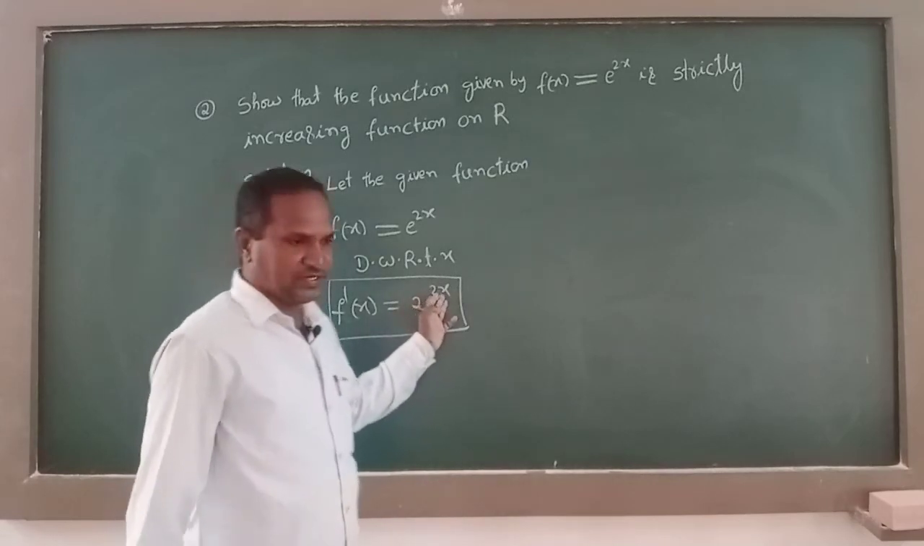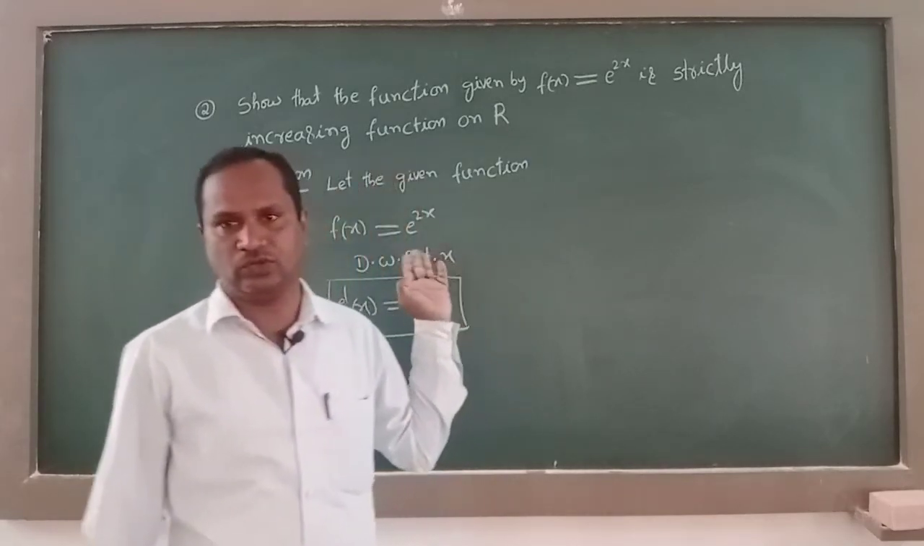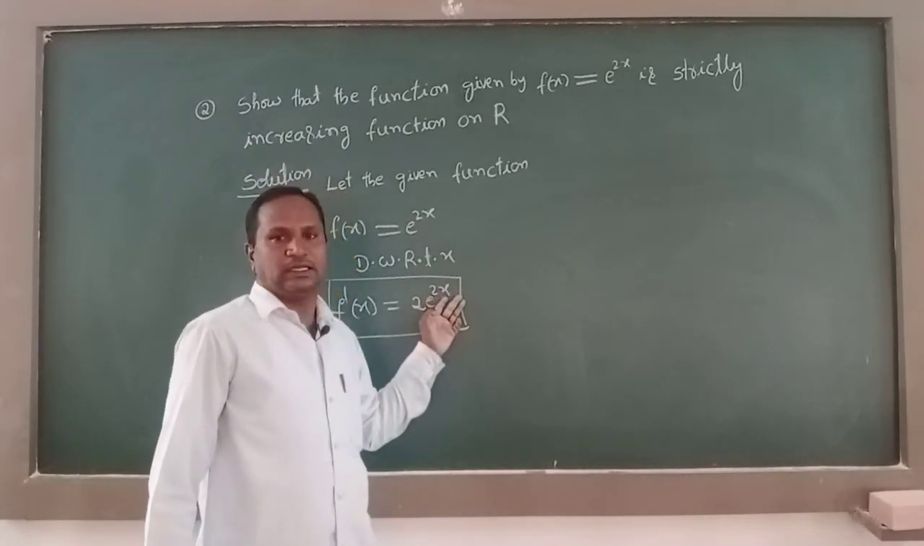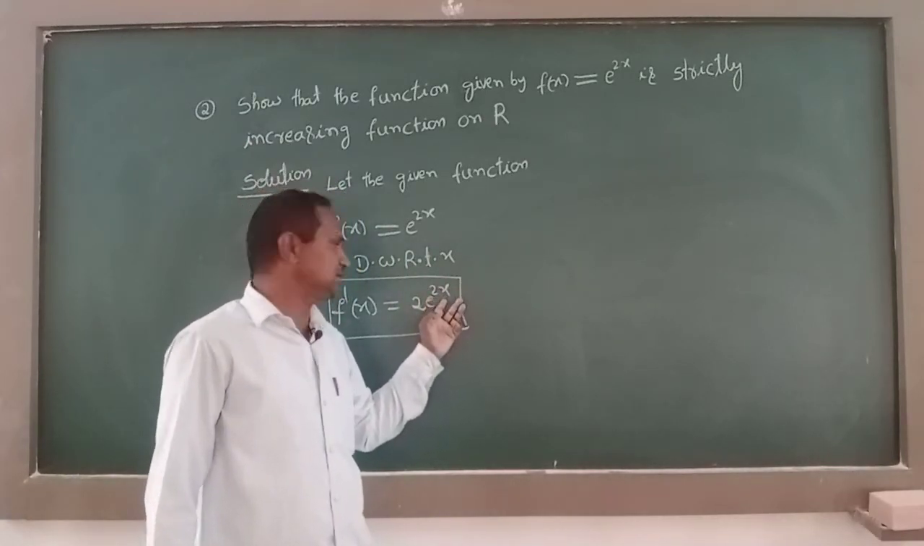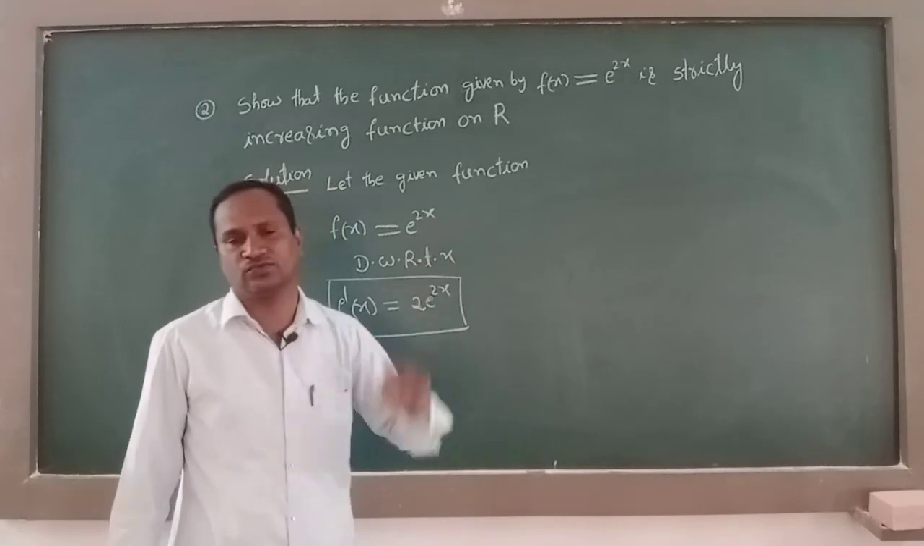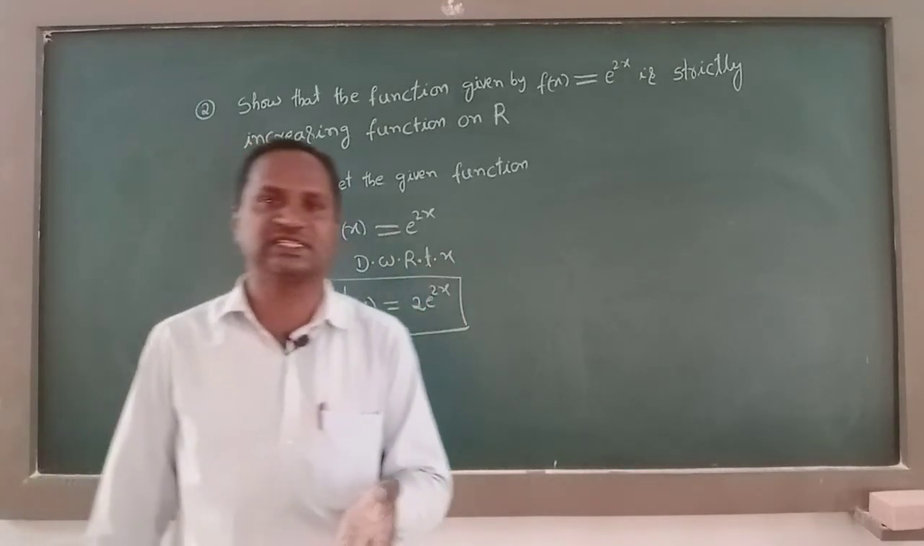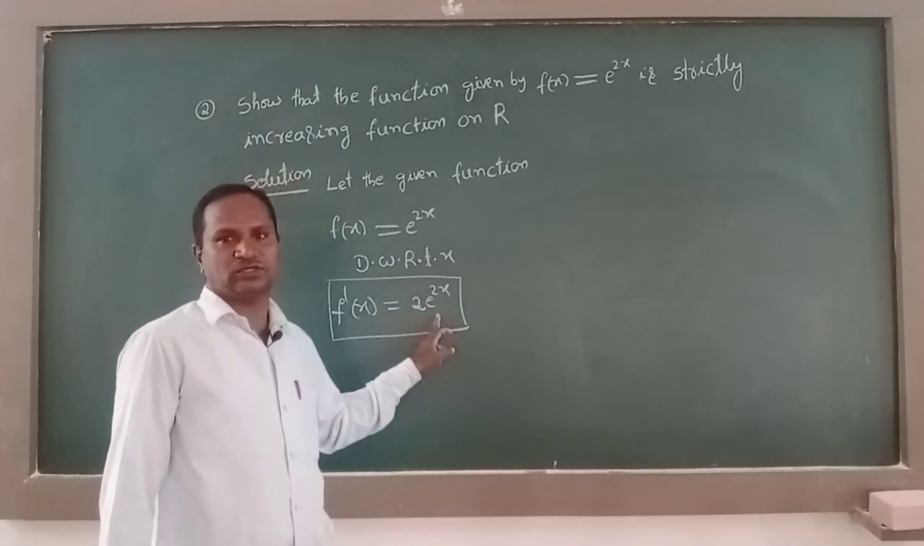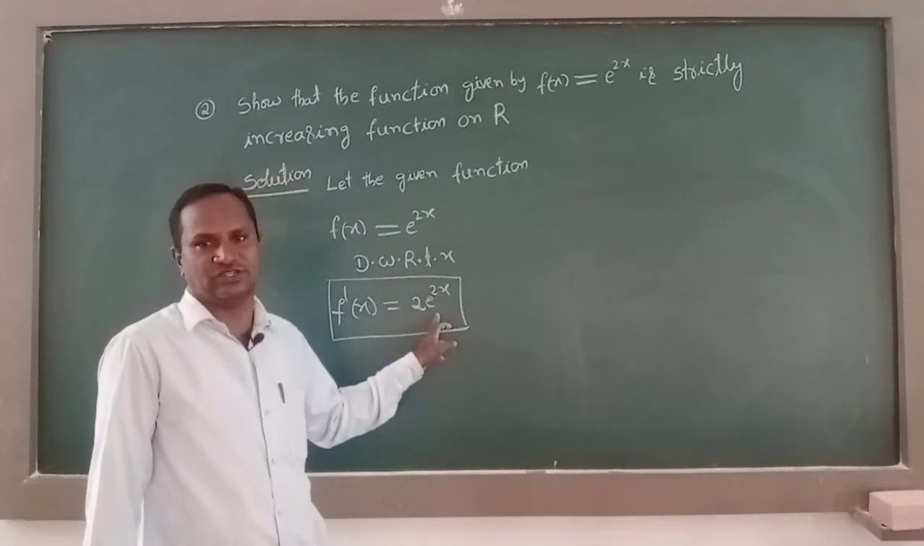You can take any value in place of x: 0, 1, 2, 3, 4, any real number. It is always positive, because the value of e is 2.718 something, which is always greater than 0.